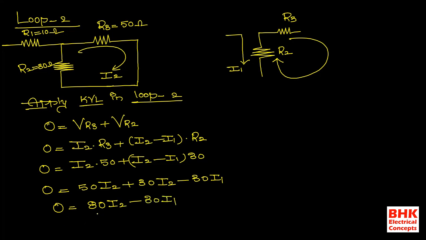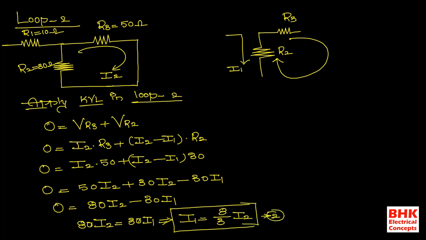Now from this expression, I am writing the expression of I1 in terms of I2. So 80 I2 is equal to 30 I1. From this expression, I1 is equal to 8 divided by 3 into I2, because the 0 gets cancelled. Assume this is equation number 2. Now substitute equation number 2 in equation number 1. By substituting this value in equation number 1, you will get the value of one parameter.